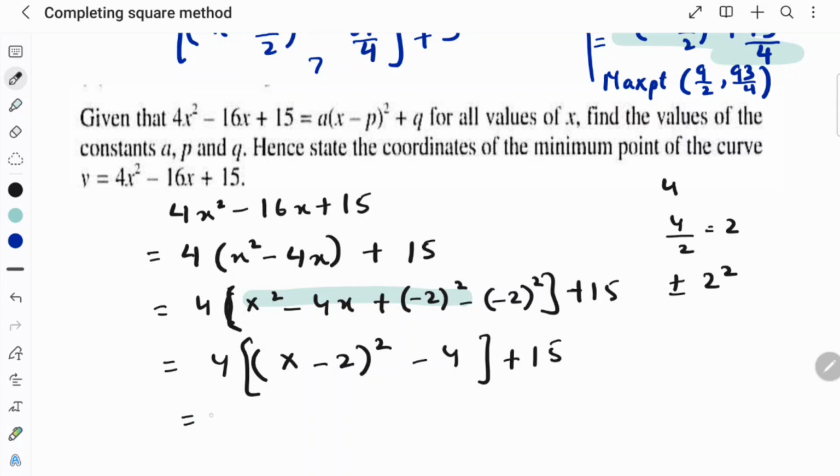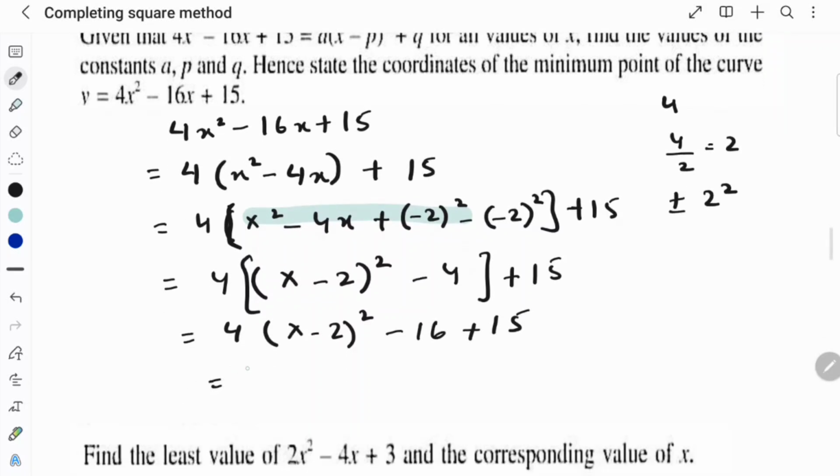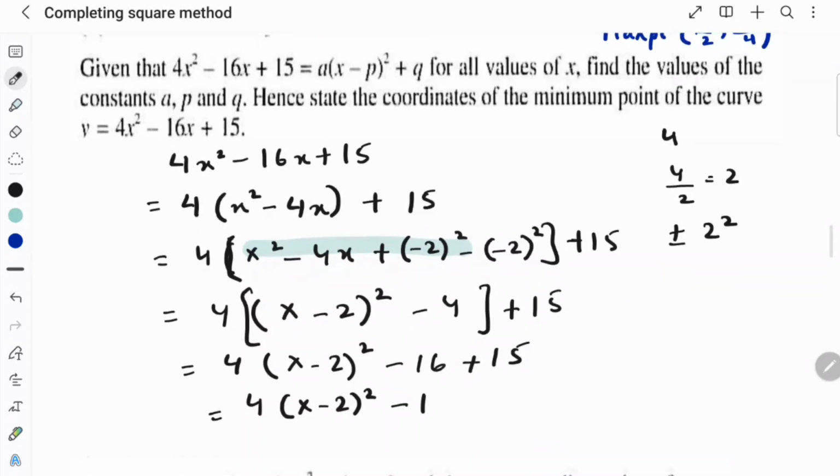Now 4 times (x − 2)², I'm just expanding it, so 4 times −4 is −16, plus 15. So your answer will be 4(x − 2)² − 1. They're asking you to write it in this form and find the values of a, p and q. First of all, I'm just telling you the minimum point. The minimum point will be (2, −1).